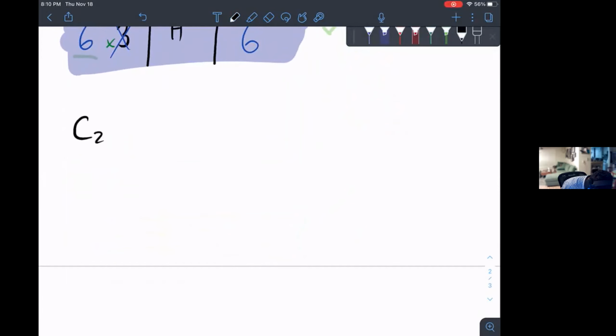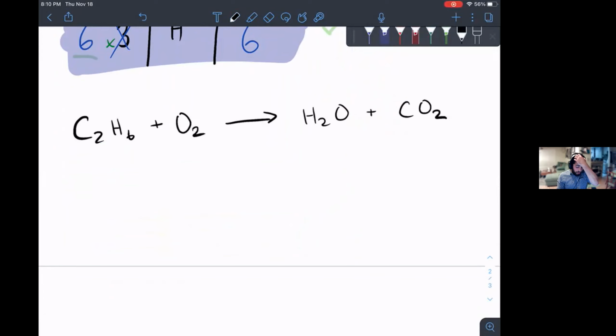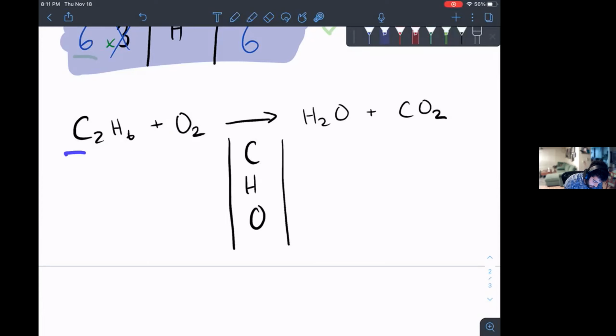We're going to look at C2H6 plus O2 reacts to form H2O and CO2. So before we get started, I'm going to give one general rule of how we're going to do this. So I'm going to put C, H, O because we have a C, an H, and an O, and we should have a C, an H, and we actually have 2 O's on this side.